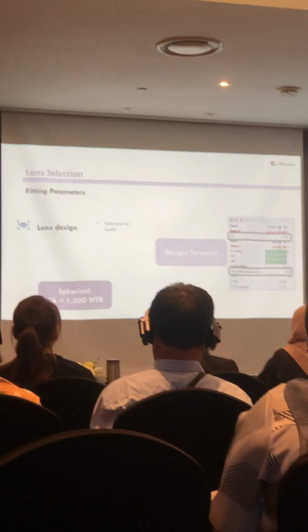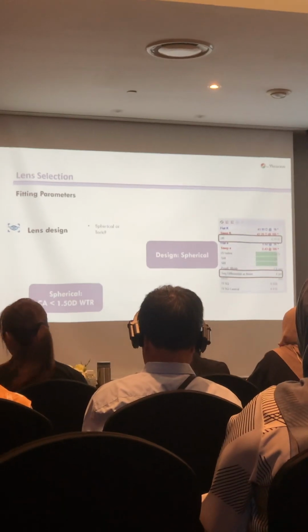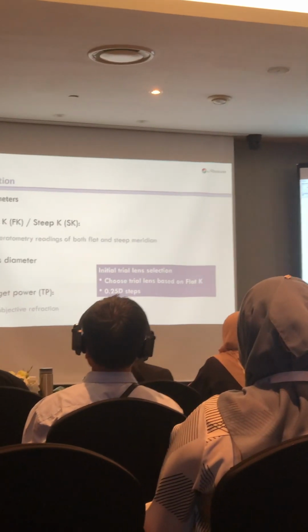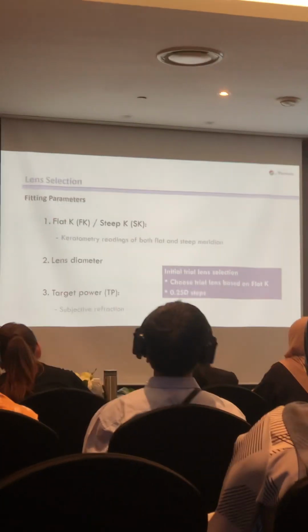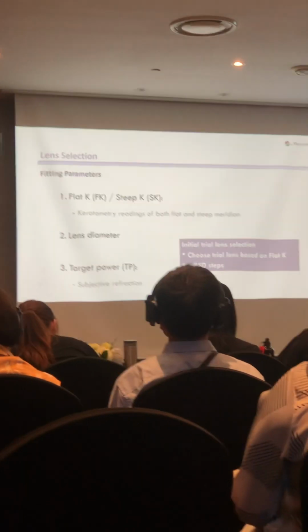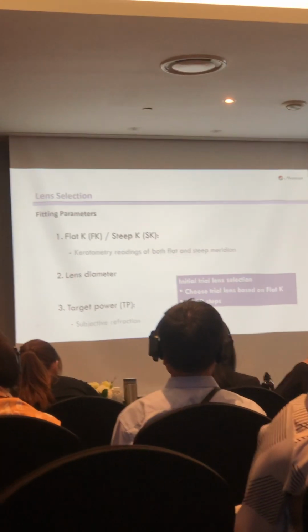Okay, so for this case, it is very obvious we will go for the spherical design. After you choose the design, first we need to identify the flat K, and if you are fitting a toric design, you need additional parameters. So: flat K, lens diameter, and the target power.